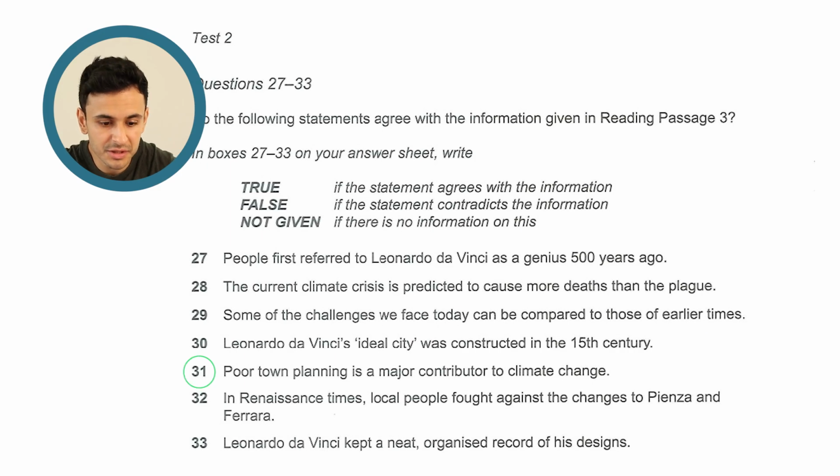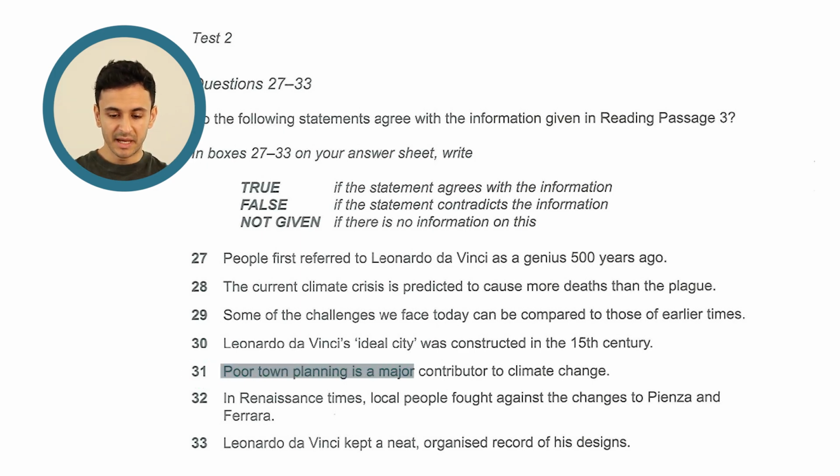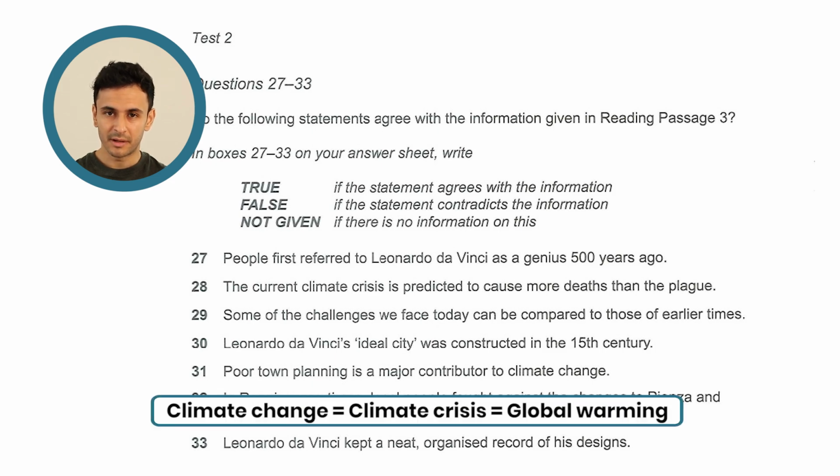Now I'm going to read question number 31: poor town planning is a major contributor to climate change. So my keywords here are climate change and maybe town planning, but climate change or climate crisis or global warming, that's what I need to look for. As I mentioned earlier, when you read the first sentence of the paragraph, it gives you what to expect in that paragraph actually.